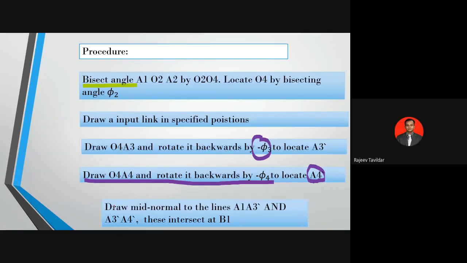So the last step is we need to draw the mid normals. We already discussed what is mid normal. It's a perpendicular line from the midpoint of that particular line segment. For A1, A3 dash and A3 dash, A4 dash. So let me first take this A1 and A3 dash.